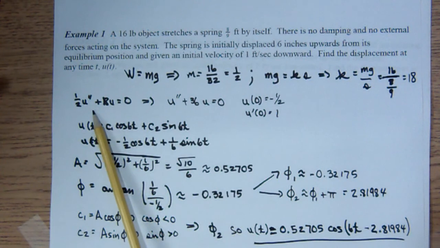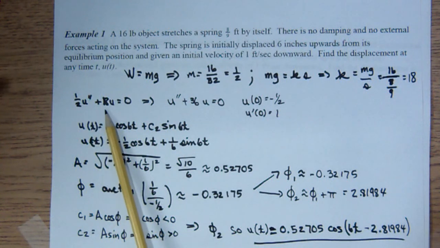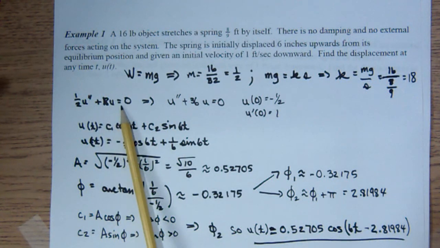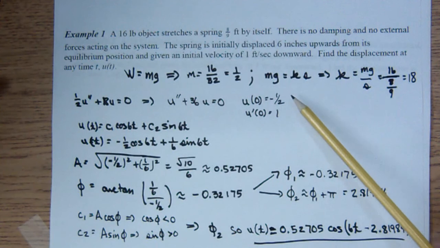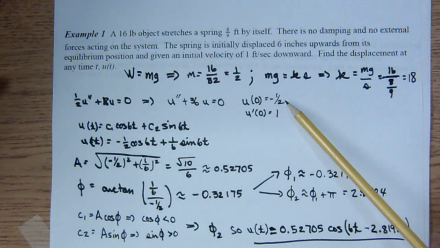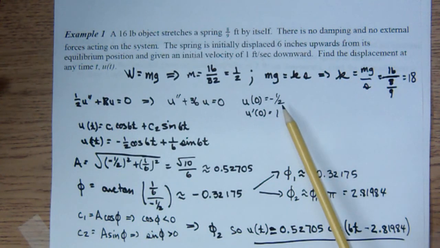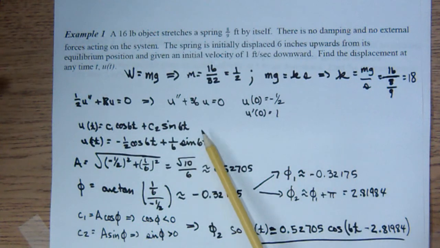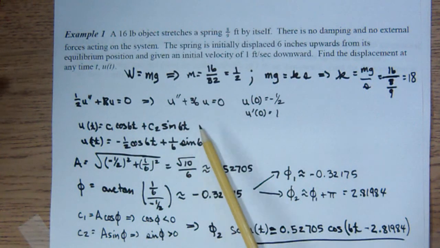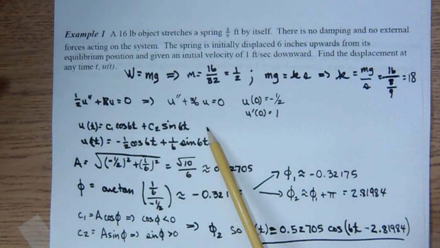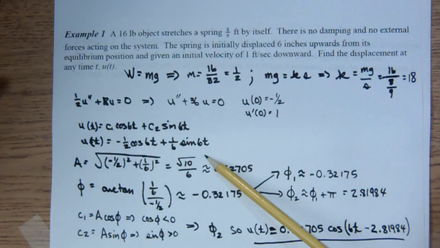So I will write my differential equation as we had. This is 1/2 u double prime plus 18 u is equal to 0. That means u double prime plus 36 u is equal to 0. And here are the initial conditions, and notice I'm adhering to the convention that down is positive and up is negative, and I'm changing that 6 inches to feet. So my solution to this, as you know very well from this being D squared plus 36 operating on u equal to 0, is going to be c1 cosine 6t plus c2 sine 6t. And when I plug in the initial conditions and work through it, I get these values.